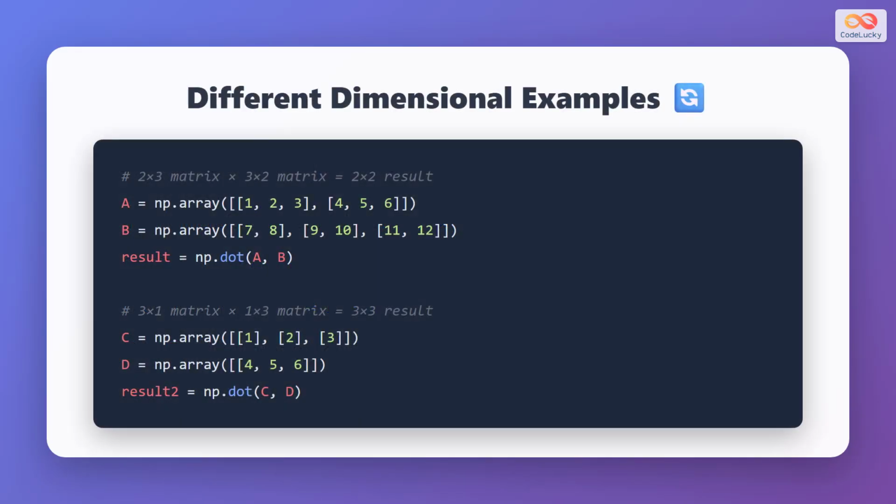Matrix multiplication works with various dimensional combinations as long as the inner dimensions match. For example, you can multiply a 2 by 3 matrix with a 3 by 2 matrix, resulting in a 2 by 2 matrix. Matrix A with dimensions 2 by 3 contains values 1 through 6, and matrix B with dimensions 3 by 2 contains values 7 through 12. Another example is multiplying a 3 by 1 matrix C with a 1 by 3 matrix D, which produces a 3 by 3 result matrix. These examples show the flexibility of matrix multiplication across different shapes.